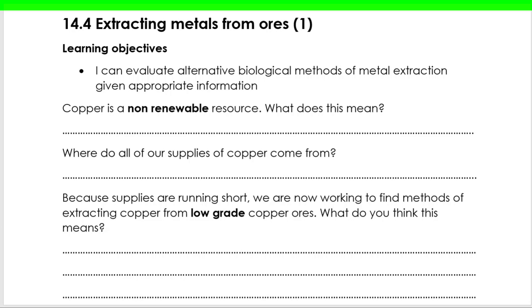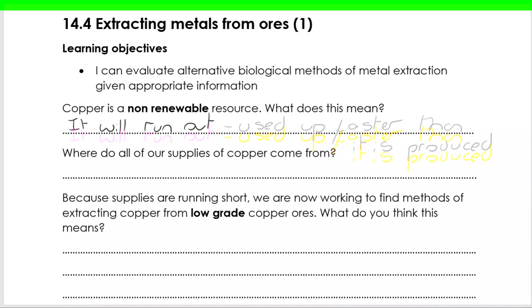So copper is non-renewable. What do we mean by that? It means it's going to run out. In terms of the definitions we've used previously, it is used up faster than it is produced. We've also seen in earlier videos that we are running out of copper ores. Where do the ores actually come from? They all come from the Earth's crust. So it's not very big, it's not very thick, and we are depleting those resources very, very quickly.